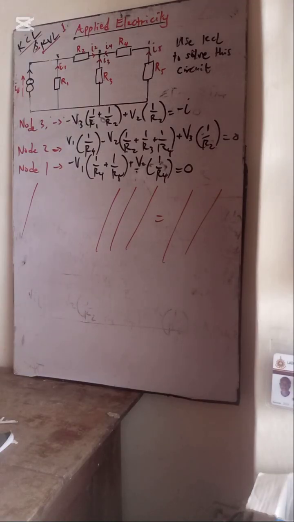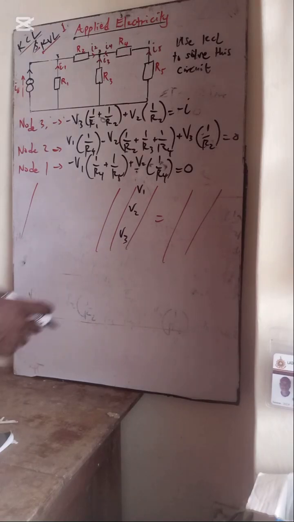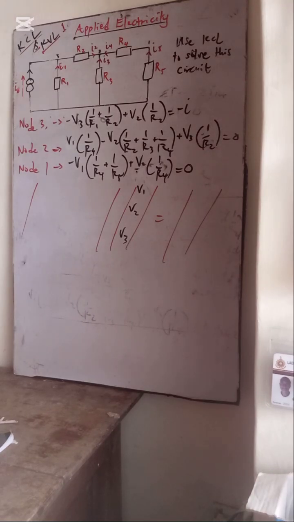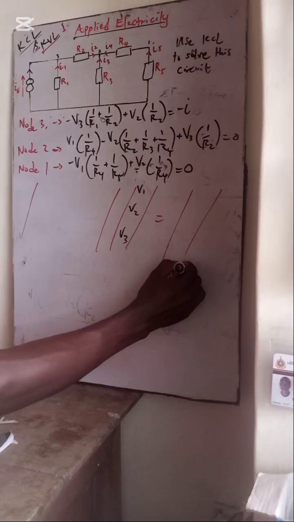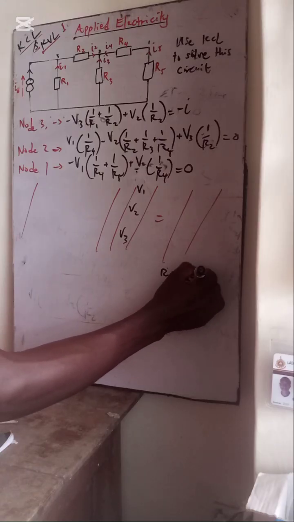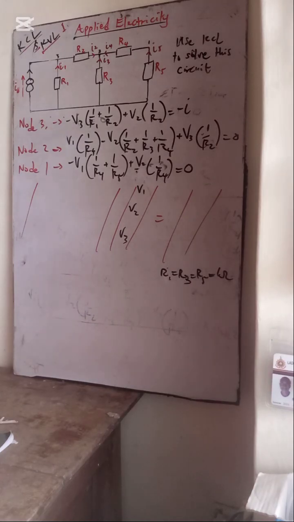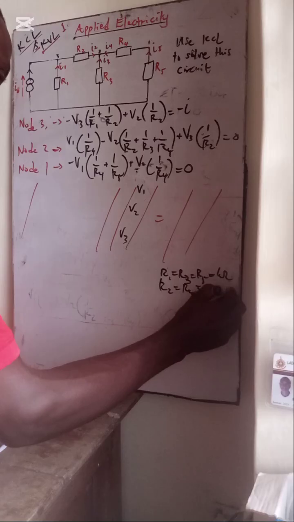So here now we have V1, V2 and V3. For the result of V1 we have minus I, and they've given us in the question to use Cramer's rule. So in Cramer's rule, R1 is equal to R3 is equal to R5. Then those three will equal 1 ohm. Then the others, R2 is equal to R4. Those will be 2 ohms. It's just like other labels.